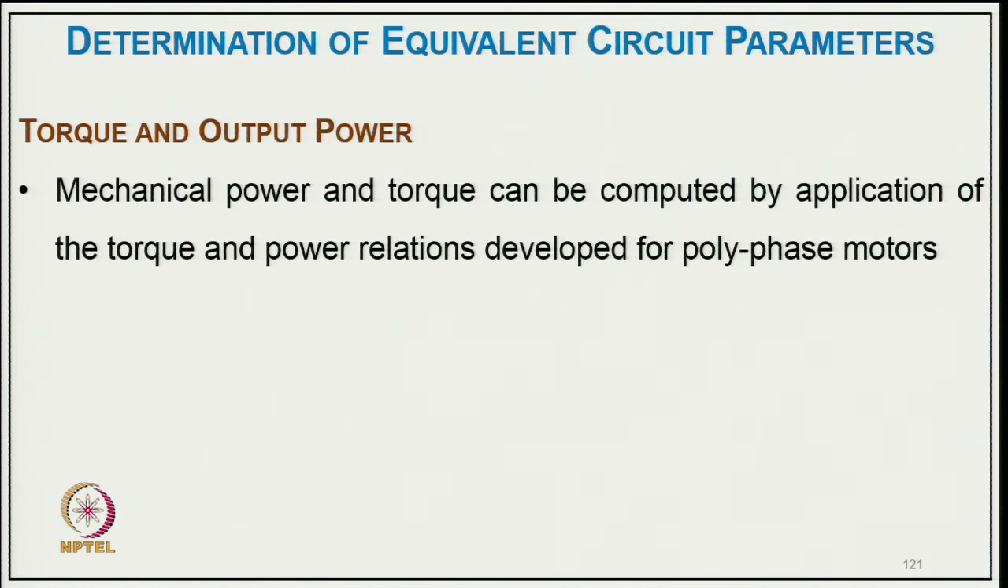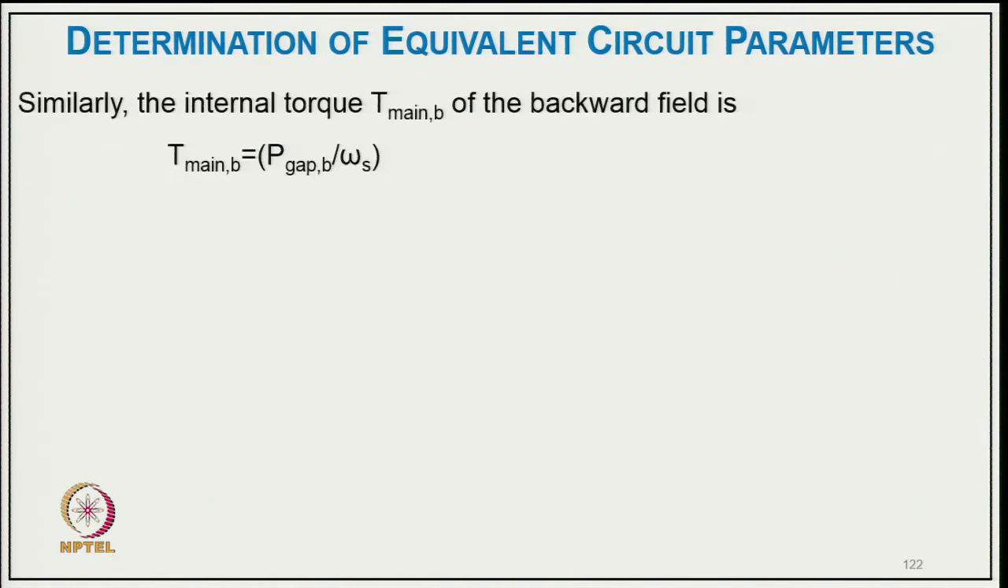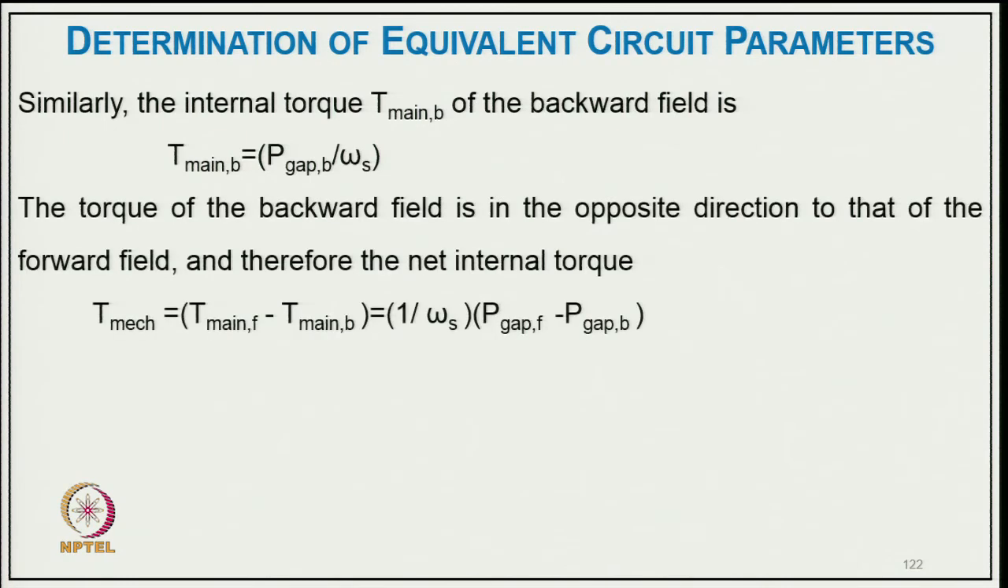So, now coming to torque and output power. Mechanical power and torque can be computed by the application of the torque and power relations developed for the polyphase motor. The electromagnetic torque T main F of the forward field in Newton meter is 1 by omega S times the air gap power PGF in watt developed by the stator winding due to the forward field, where omega S is the synchronous angular velocity in mechanical radian per second. Thus, T main F equals PGF divided by synchronous speed, and similarly the internal torque for the backward field will be T main B equals PGB divided by omega S. So, the torque of the backward field is opposite in direction to that of the forward field.